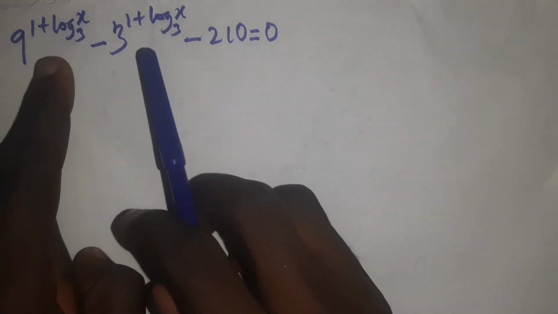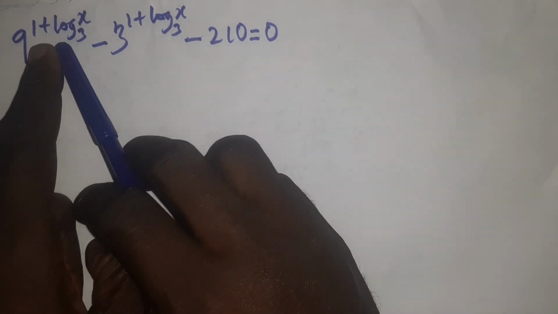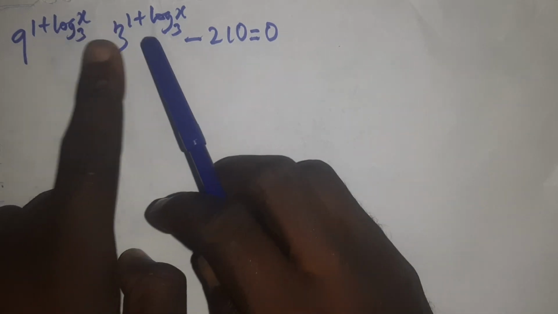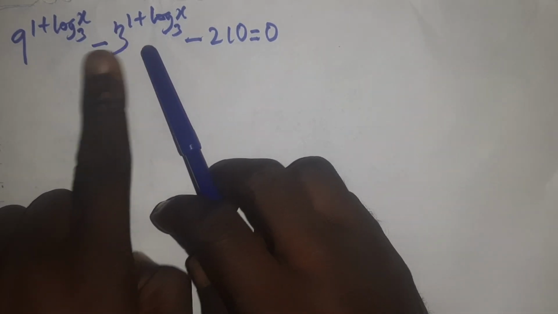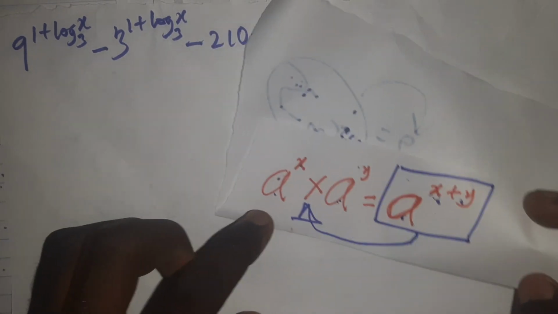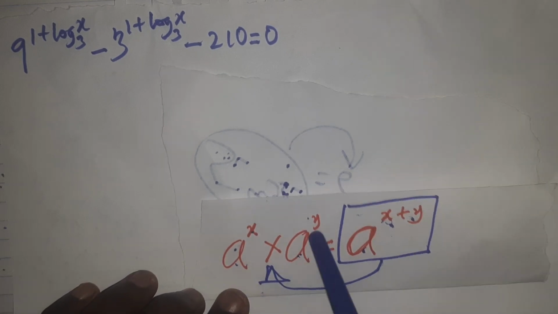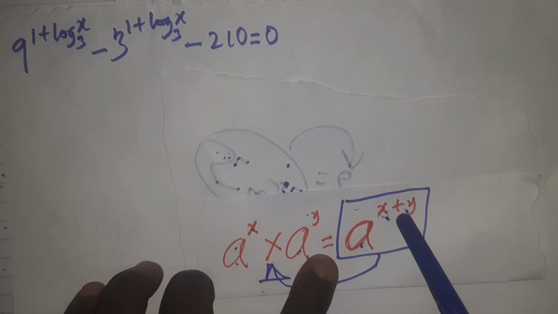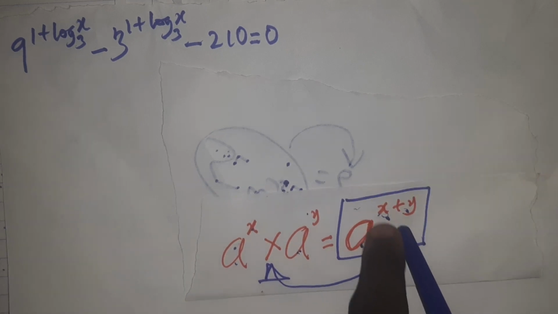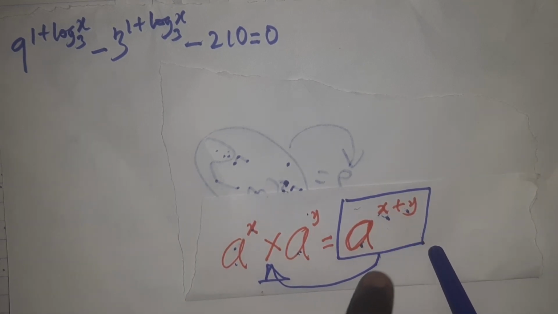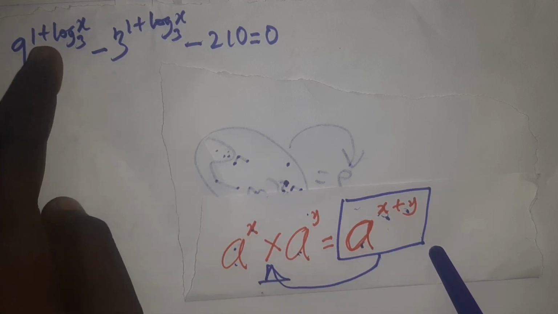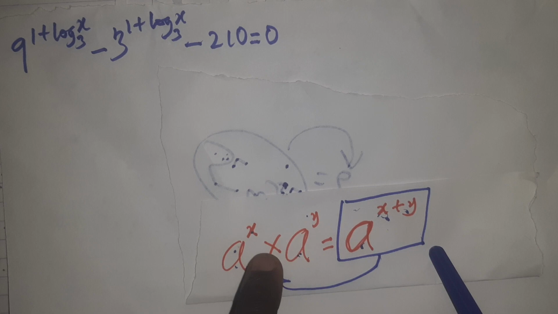So let's simplify the 9 raised to 1 plus log x base 3 and the 3 raised to 1 plus log x base 3 and then find out what we'll get. The best way to simplify them is to apply the laws of indices, where a raised to x times a raised to y equals a raised to x plus y. Being able to reverse this will give me an edge here.